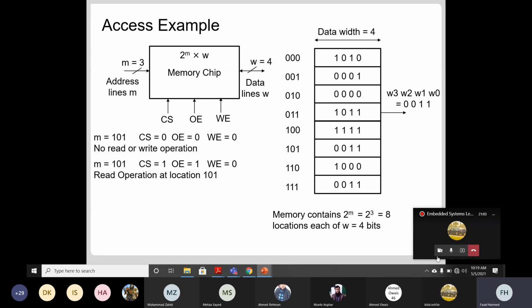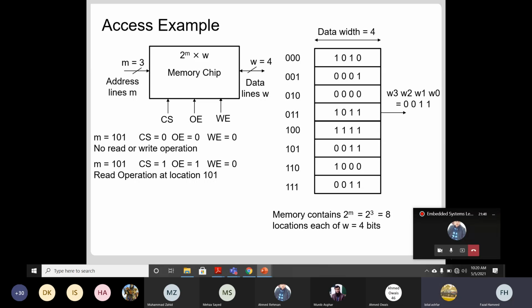What is the content of that location? 0011. So if you see the arrow on the right, is the arrow outward or inward? Outward. The arrow is outward, and we are reading the location's content, 0011, because of the address. And actually, how many locations are there in memory? If you see this figure, there are 8 locations.